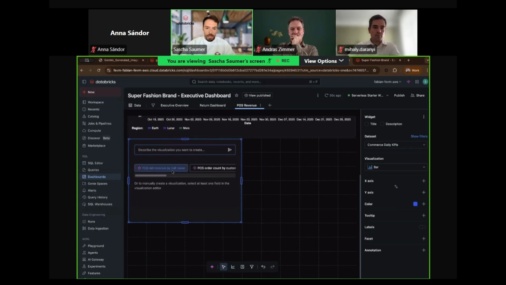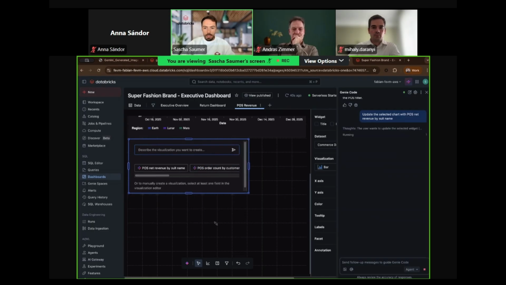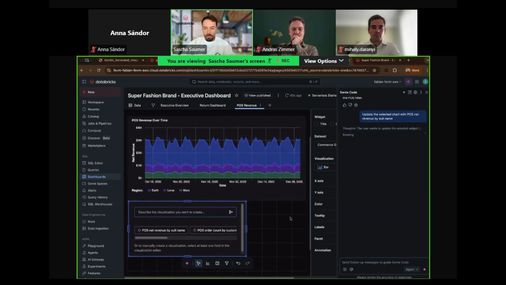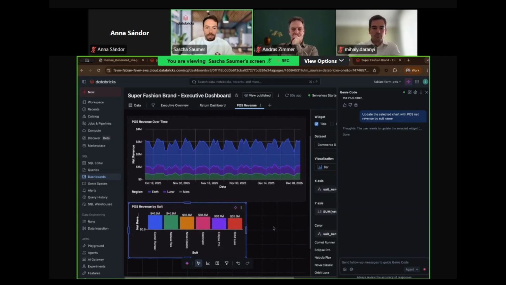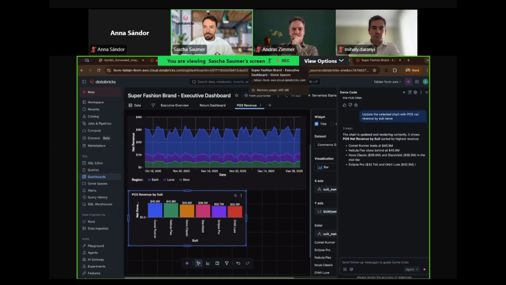And inside the chart, I could also let it generate not the full report, but just a single chart, for example, by selecting something or just typing what I need to have here. And for example, resize this a bit, rearrange. You can make this more beautiful, of course. But as you can see, now I have POS revenue by suits with nice colors, automatically created. I didn't have to select any type of the visualization.